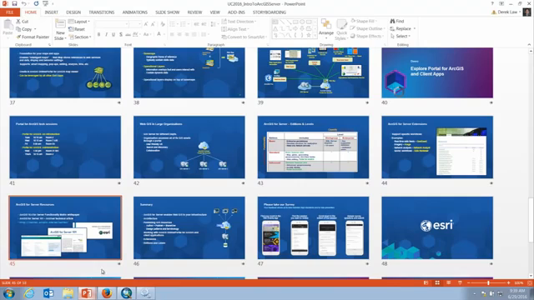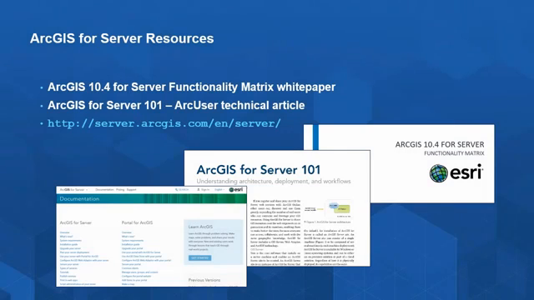We also have a couple of other documents. If you Google ArcGIS for Server 101, there's an ArcUser technical article which goes over in more detail the different components of ArcGIS Server. And then, of course, if you Google ArcGIS Server functionality matrix, you'll see this. It's like a 25-page doc that breaks down all the different functional pieces and what tools you get at what level, etc.